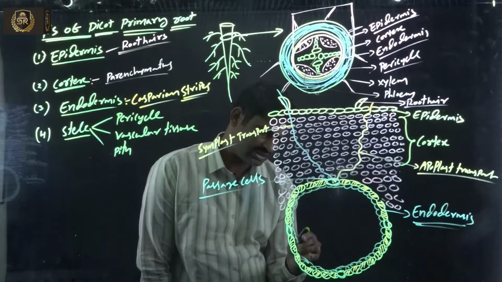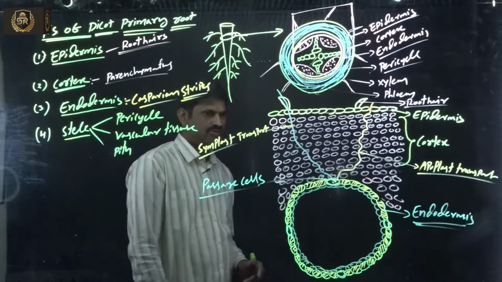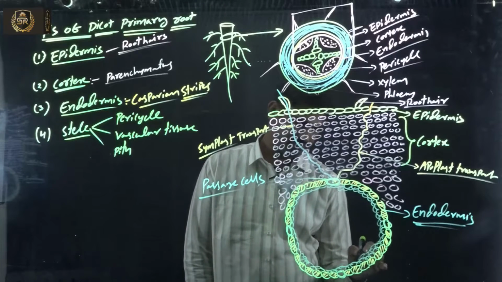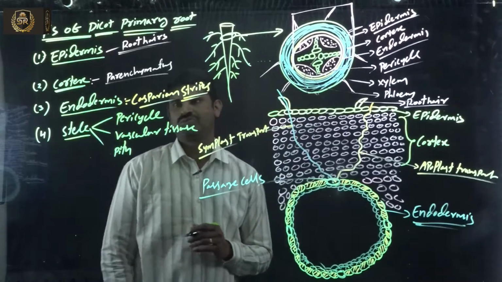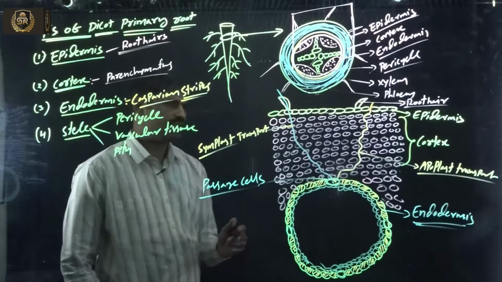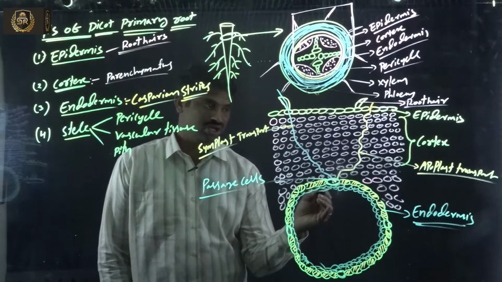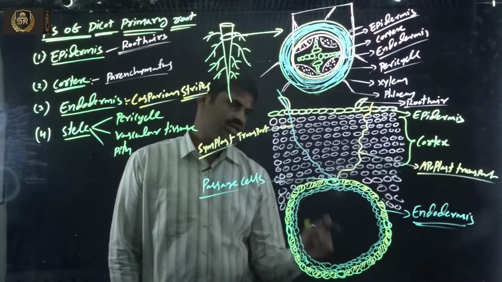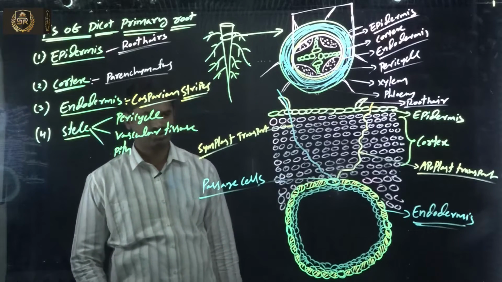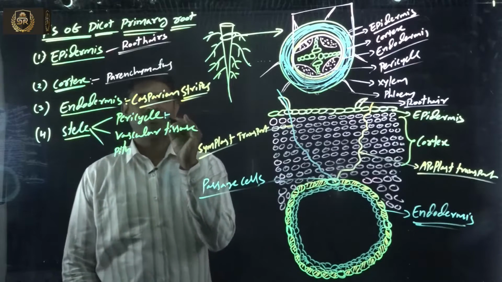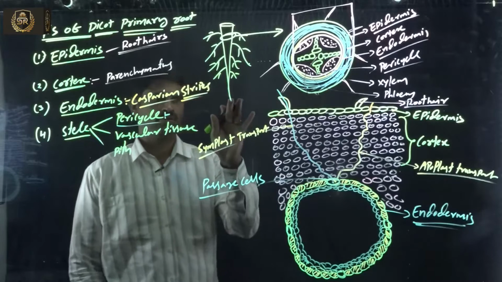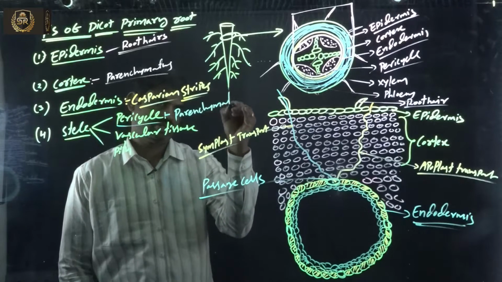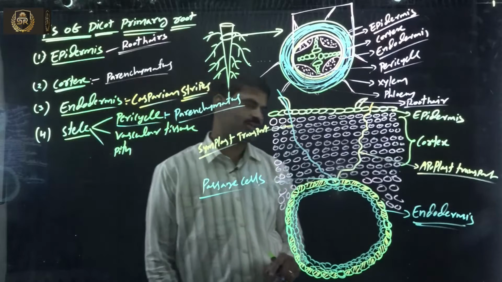The pericycle is made up of parenchymatous tissue, arranged in 2 to 3 rows.